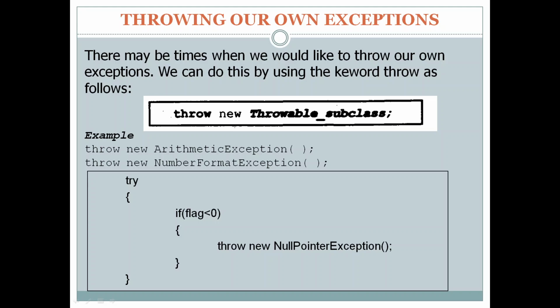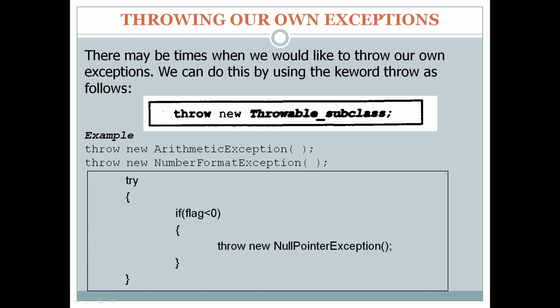We know that at the time of execution of a program, if something goes wrong, the JVM, that is the Java Virtual Machine, creates an exception object and throws it. So this happens internally. The programmer can only catch the exception which is thrown by the JVM and process it.